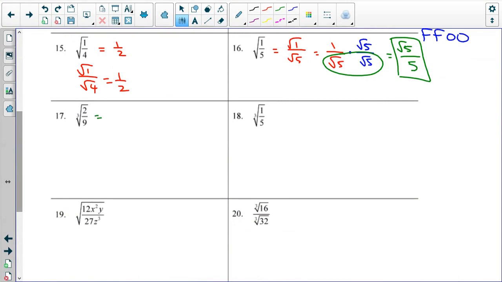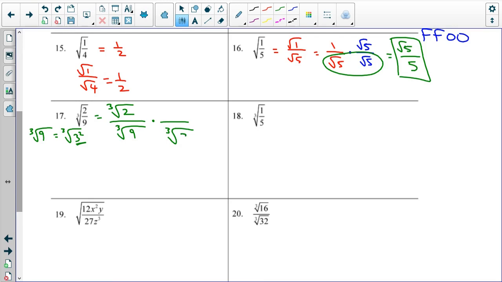In number 17, I have the cube root of 2 divided by the cube root of 9. So I need to get rid of the radical from the denominator. Notice that the cube root of 9 is really the cube root of 3 squared. So how many more 3's do I need in order to make the denominator a nice number? I need to get 3 3's on the inside of the radical. I have 2. I need 1 more.